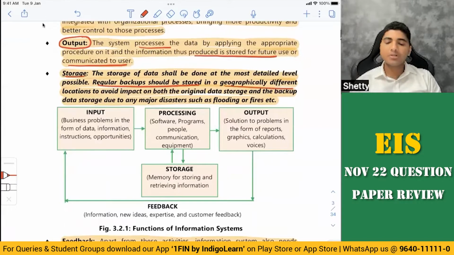Why are they saying it should be stored in a geographically different location? Because imagine you have your computer, and in your computer only you're going to store all the profit and loss account, balance sheet and everything else. What if you lose your computer, or by mistake your computer is formatted? All the input is also gone, processing data is also gone, even your output is also gone. So they're saying output you store it in some other device.